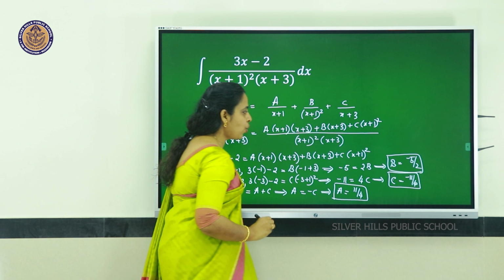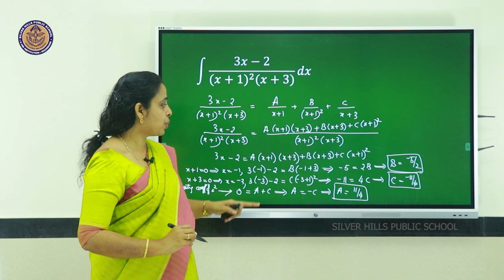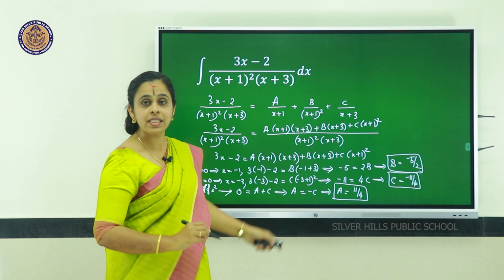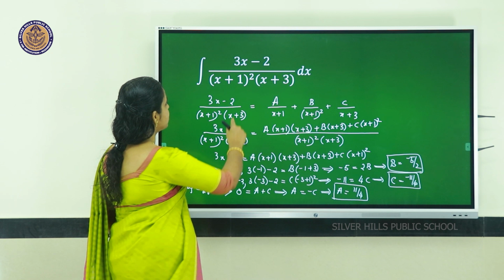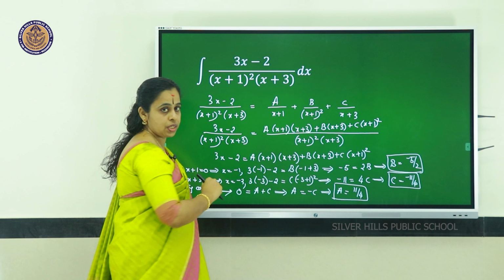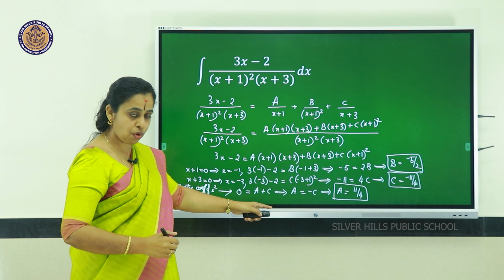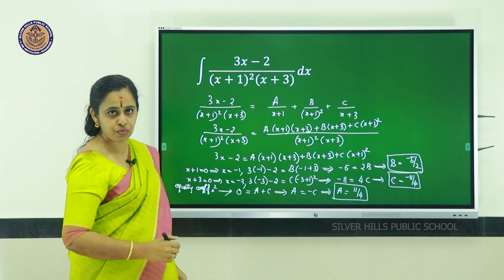Now, we got the values of a as 11 by 4, b as minus 5 by 2 and c as minus 11 by 4. Now, all these values we are going to substitute in the place of this integrand. Integrand is of which form? The 3 partial fraction. I have already copied. Now, substituting values of a as 11 by 4, b as minus 5 by 2 and c as minus 11 by 4. Let us see.